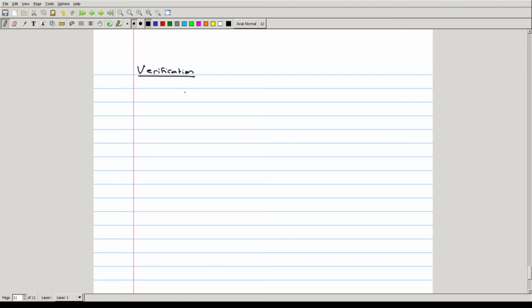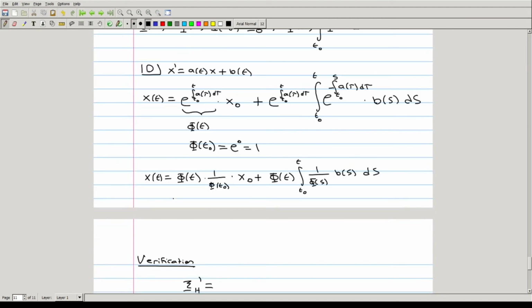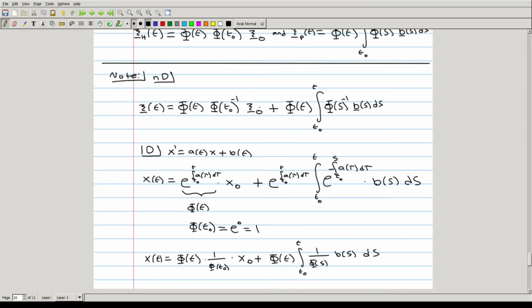So if we look at the derivative of psi h, this is going to be the derivative of this function, which is a constant matrix times a constant vector.